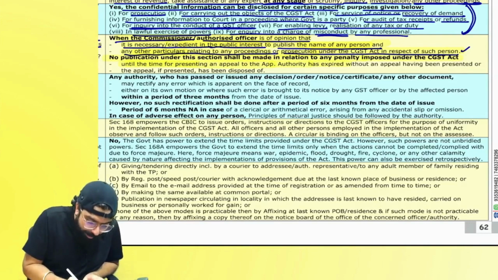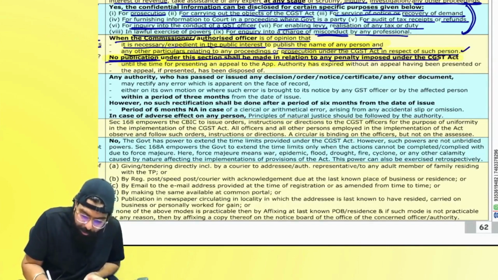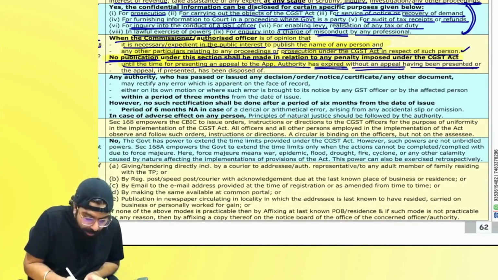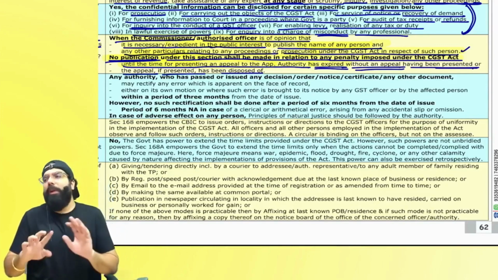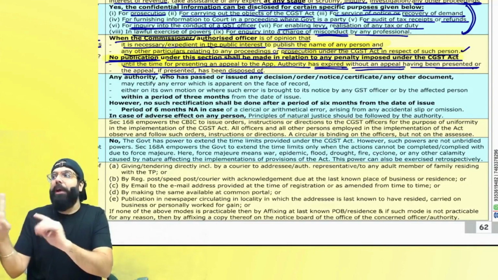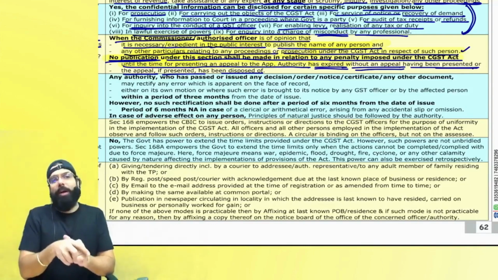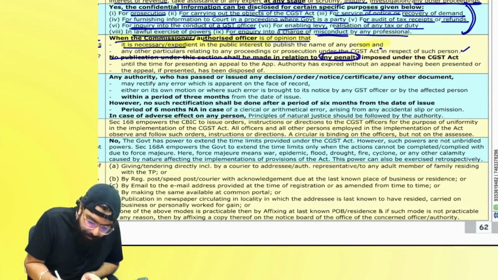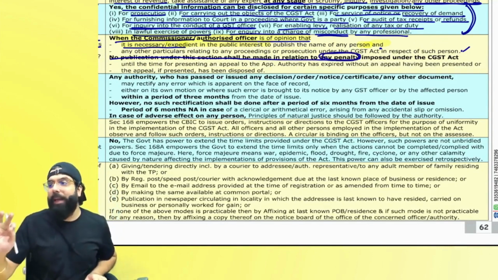They are telling no publication. You can't go ahead and make it public. Under this Act, no publication shall be made in respect of any proceedings or any penalty imposed until the time for presenting any appeal to the appellate authority has expired without an appeal having been presented, or the appeal, if presented, has been disposed of. Only when the appeal is disposed of can you go ahead and make the name of a person public. Otherwise, you can't do it. No publication under this Act shall be made in relation to any penalty related matters. You can't go ahead and make it public.